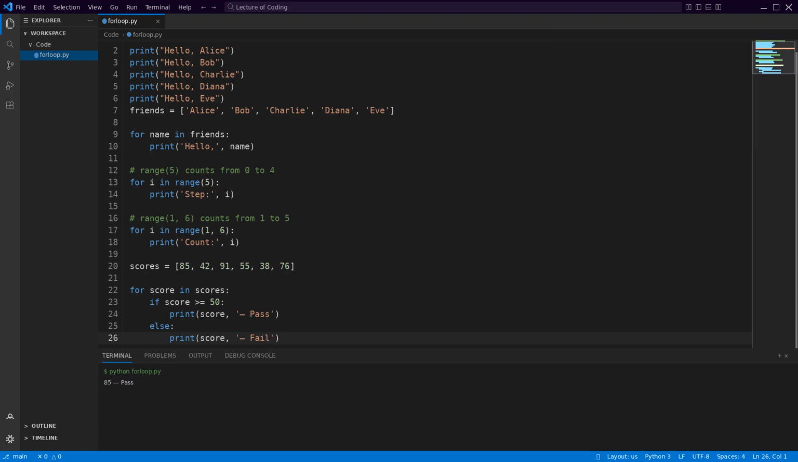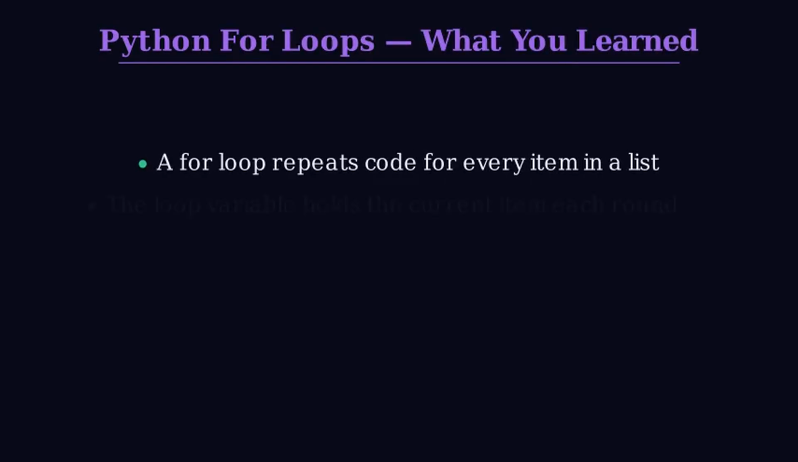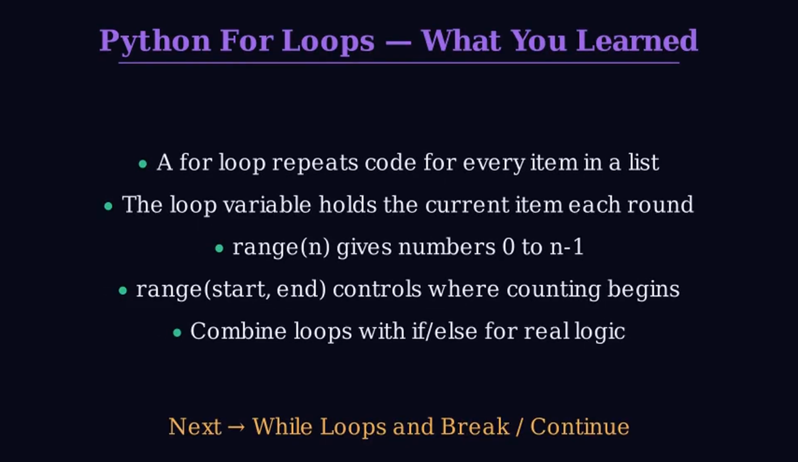The output shows the result for every score. 85 passes. 42 fails. 91 passes, 55 passes, 38 fails, and 76 passes. The loop checked all 6 scores automatically with just a few lines of code. In a real program you could have hundreds of student scores, and this exact same code handles all of them perfectly. Congratulations! You now understand Python for loops.